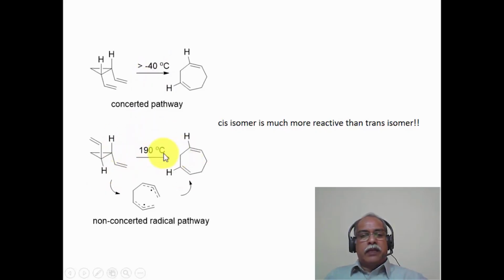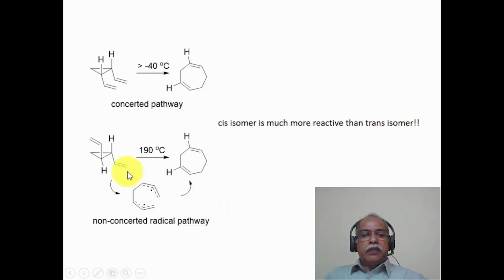It proceeds at a much higher temperature of 190 degrees or so, for example, and this is a non-concerted pathway, is what is proposed. It produces a diradical intermediate by the breaking of the carbon-carbon bond of the cyclopropane ring to give a diallyl radical derivative. The diallyl radical derivative undergoes ring closure reaction to give the cycloheptadiene as the final product. Although the final product is the same, look at the temperature. This is essentially unstable at room temperature, whereas this is very stable at room temperature and reacts only around 190 degrees or so in this particular instance.